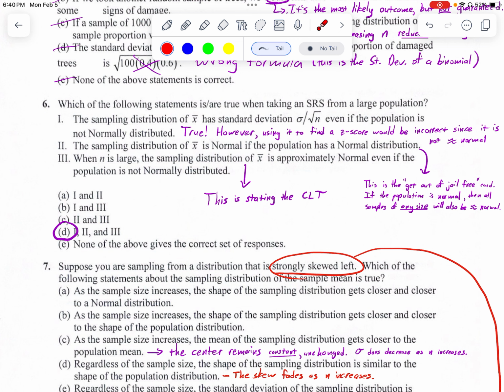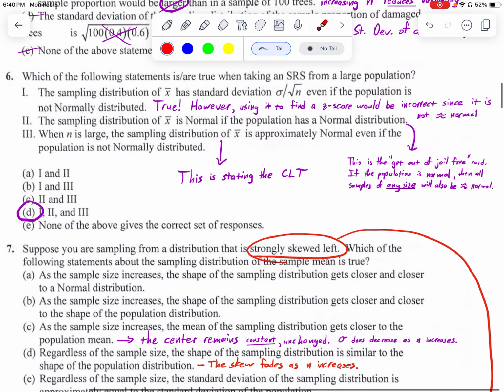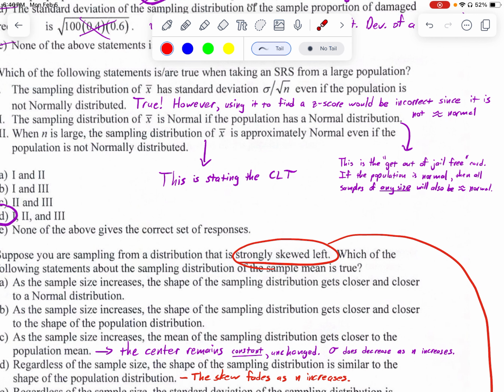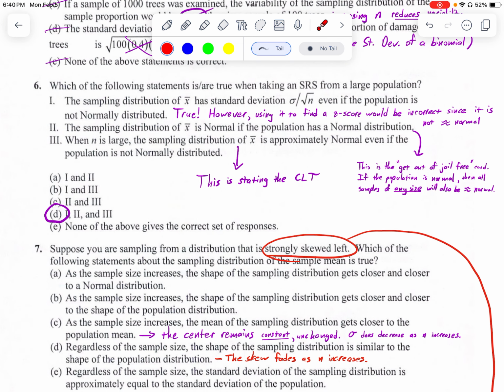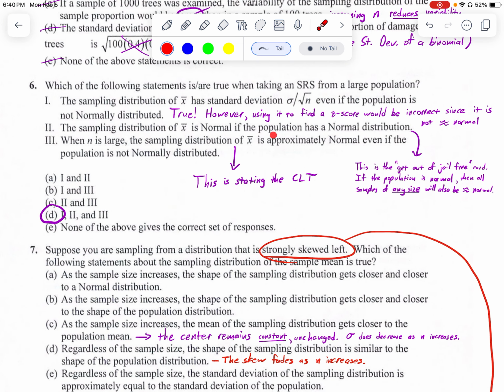2, the sampling distribution of X bar is normal if the population has a normal distribution. Yes, this will be on the test too. If it states that the population is normal, it's like a get out of jail free card. If the population is normal, then all samples of any size will also be normal. Okay, so that's true. If the population was skewed, that would be different. If the population was skewed, then you would have to satisfy the CLT, which is next.